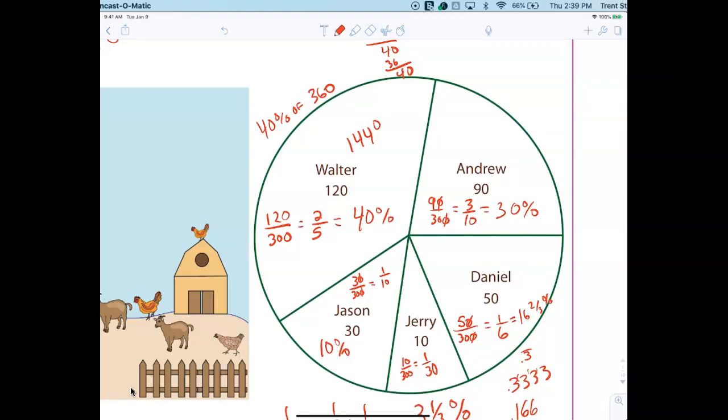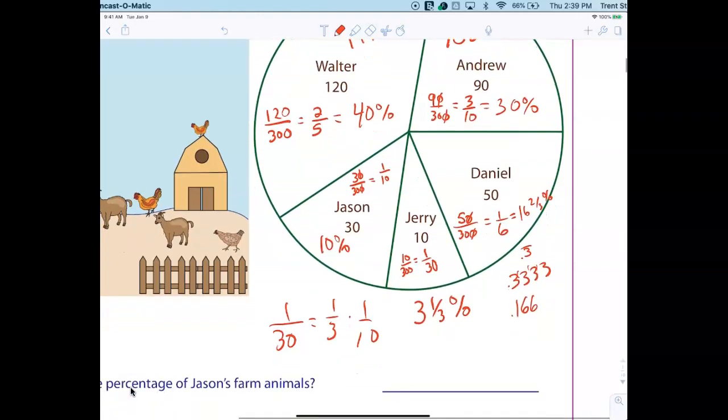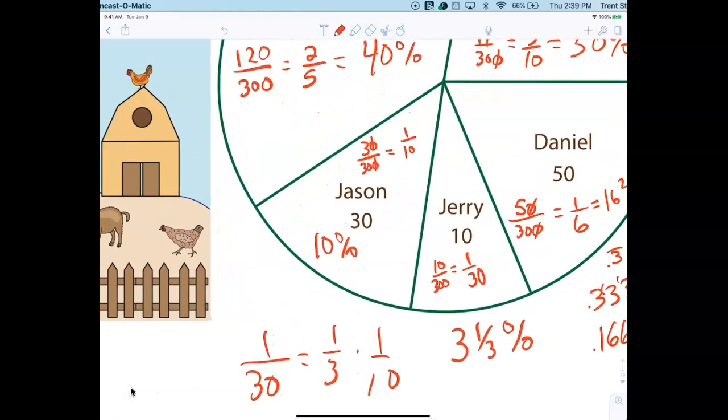All right? So how many degrees does Andrew represent? How many degrees does Andrew represent? 108 degrees. Because again, we just took 30% of 360. All right, now I want you to tell me about Jason. How many degrees is Jason?